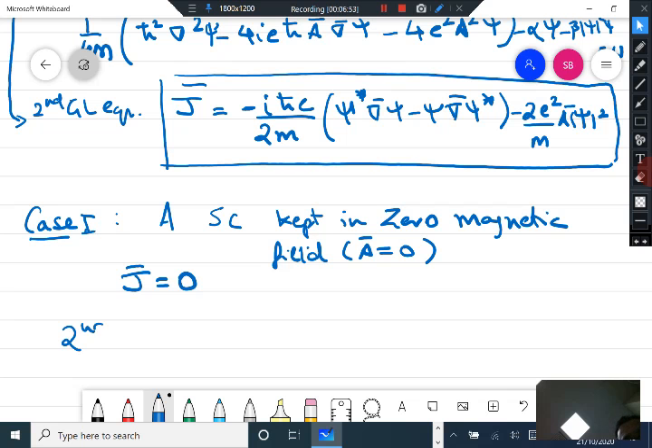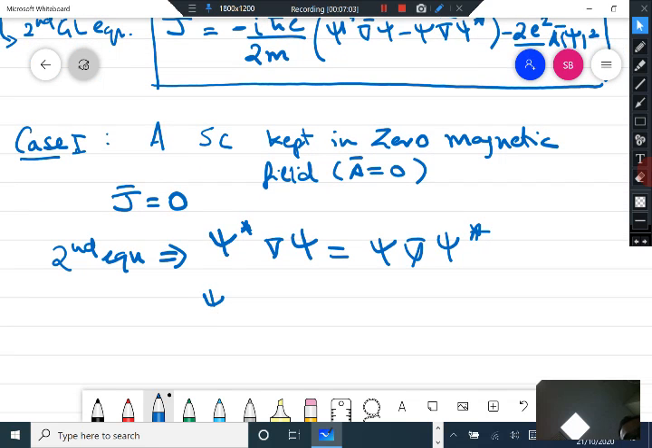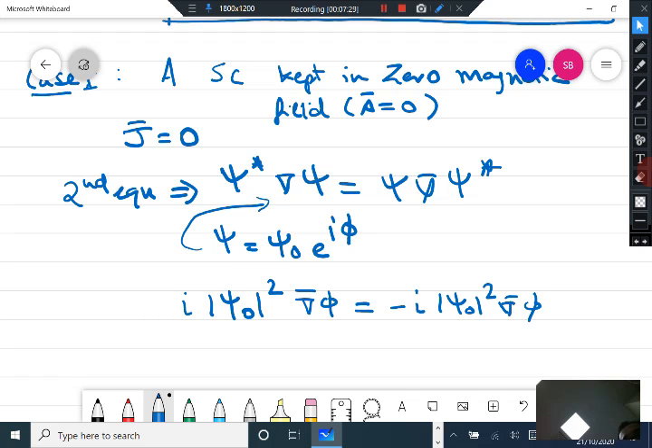So the second GL equation implies that psi star gradient of psi is equal to psi gradient of psi star, where psi is psi naught e raised to i phi. Okay, and if I substitute this into the above equation, then I will land up with the condition that mod of psi naught the whole square gradient of phi is equal to minus mod of psi naught the whole square gradient of phi.